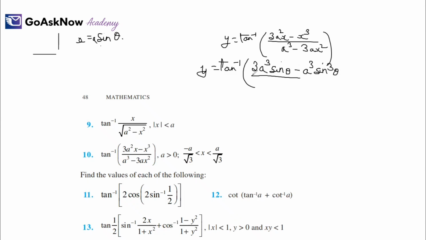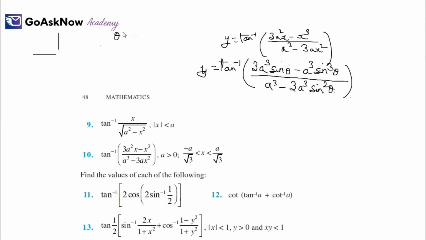Yes, the denominator part, what will be that? So that will be equal to a cube minus 3a cube sine square theta, like that. So you will get like that thing. Okay, now you can also do one thing, that if you just take common here.